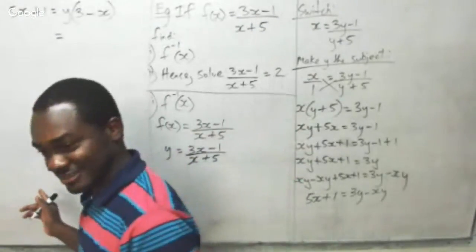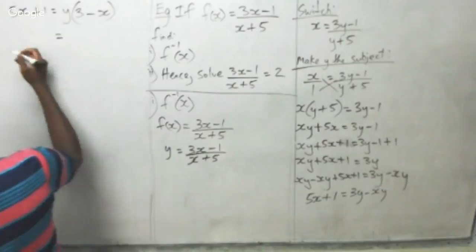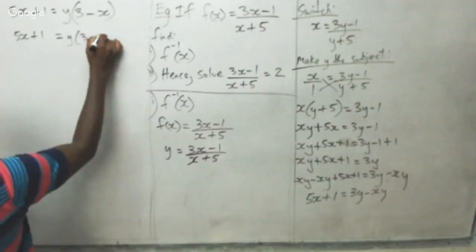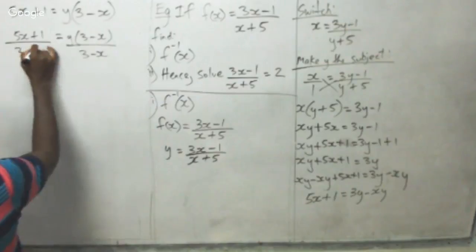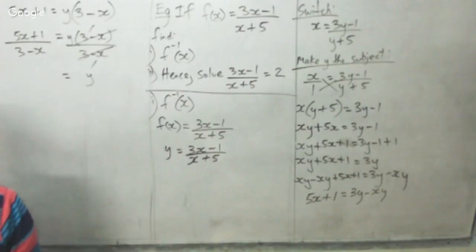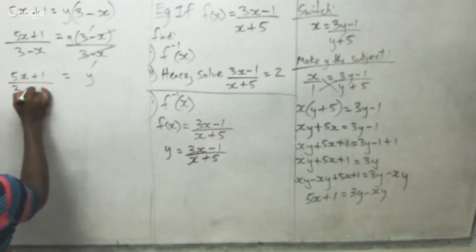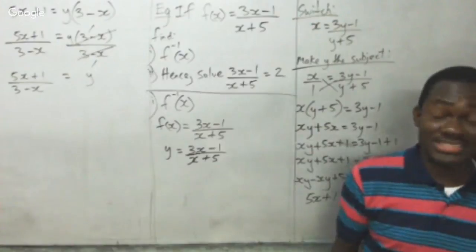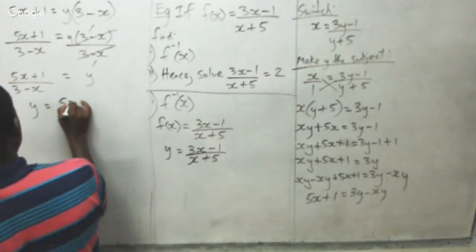What operation connects the bracket? Multiplication. So to get rid of it, you have to divide. We're going to rewrite and divide by 3 minus x. So you're left with just y. It's going to be 5x plus 1 over 3 minus x. It's an equation, so this equals y. Therefore y equals that.